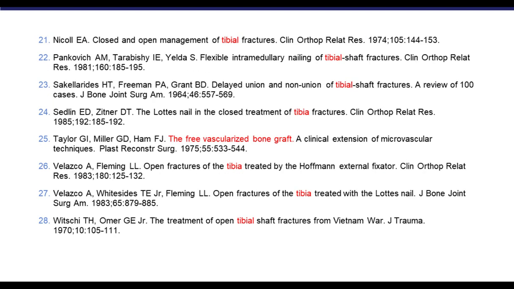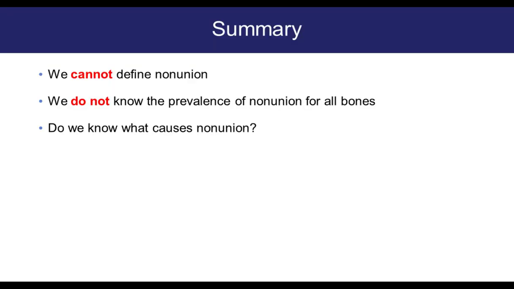So unfortunately, I think we're left at a point here where we cannot define non-union universally. We can't define it in a way that's accepted by all surgeons, and we can't define it in a way that's accepted by all insurance companies, and we can't define it in a way that allows us to perfectly study it. That's a real challenge. And we don't even know the prevalence of non-union for all bones.